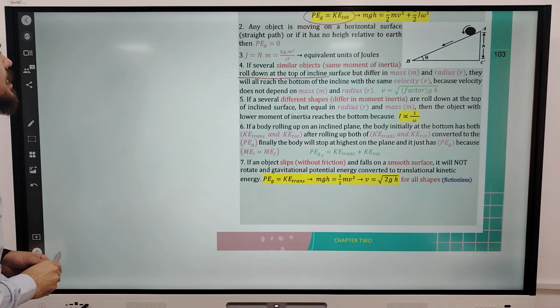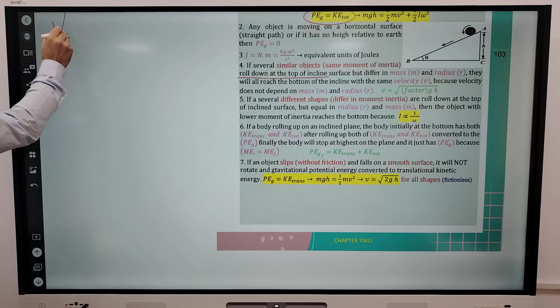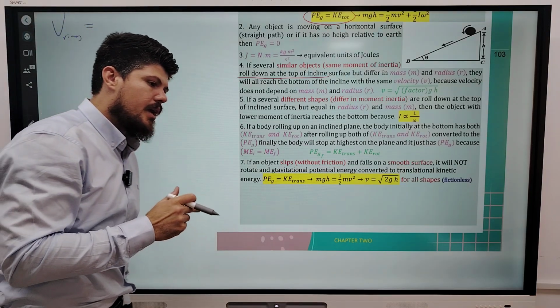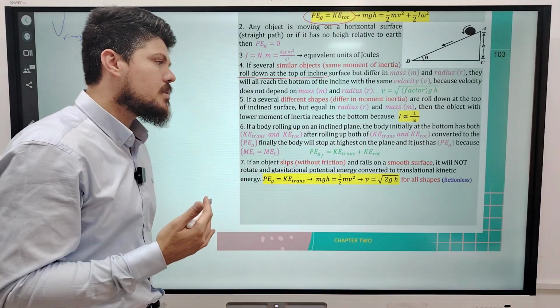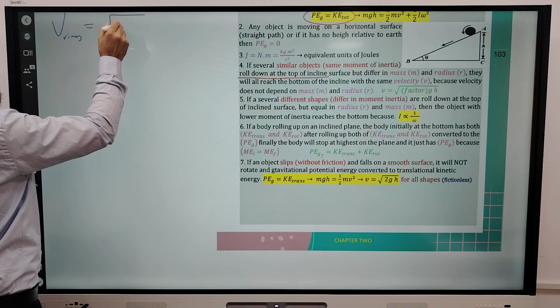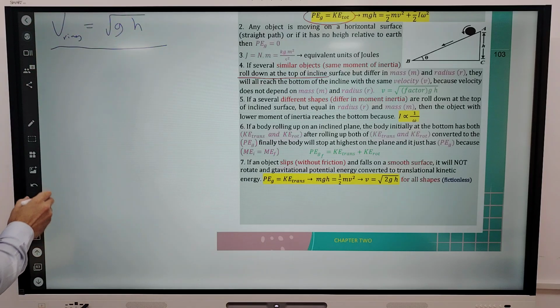For example, for the ring or thin hoop, V is equal to what? This is the velocity of the object at the bottom of the incline. The velocity of the ring is equal to the square root of gh. How did we get this equation? Now I'm going to prove it. Listen to me, please.